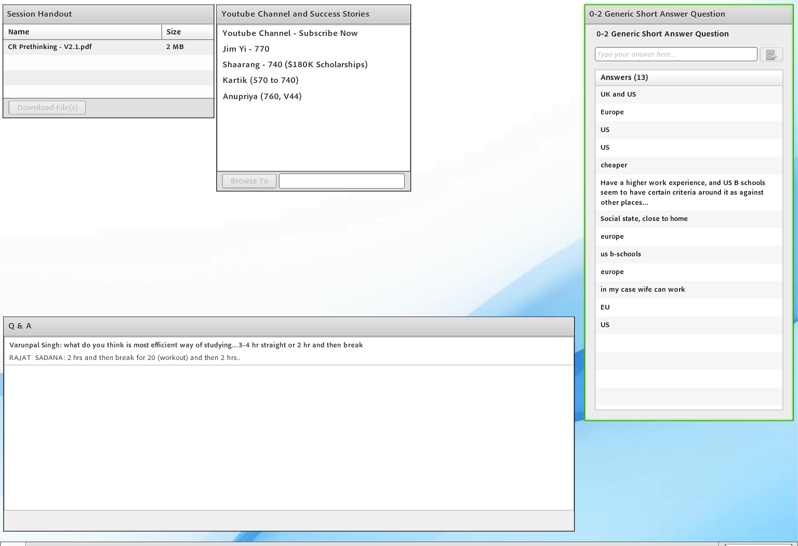Closer to home, yes, I can't argue with that. Yes, I mean Europe, it's a 6 hour flight back to India, or I think a 9 hour flight back to Singapore or Southeast Asia.